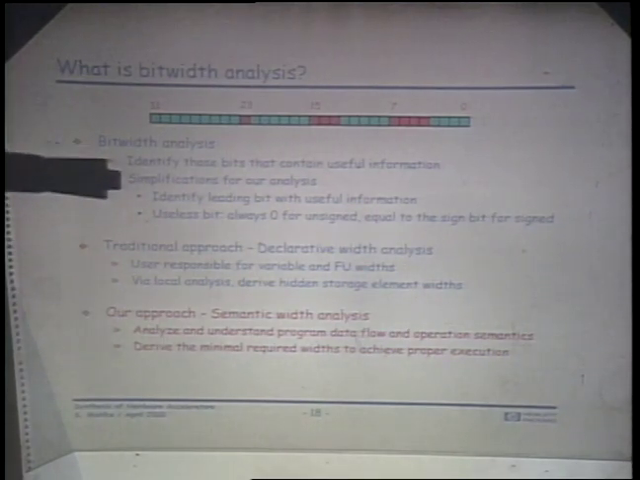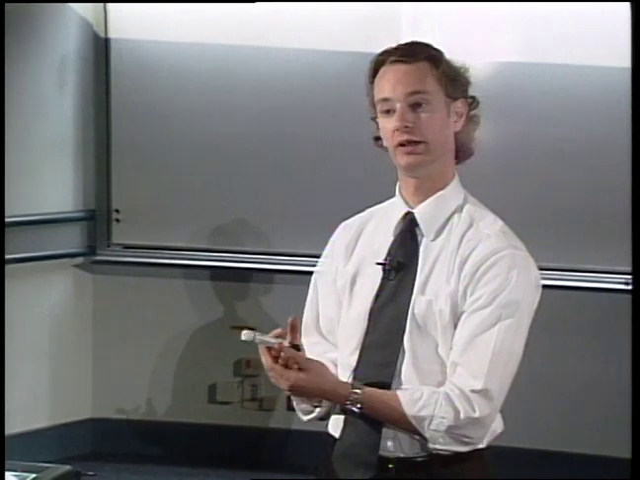Now, in the experiments, I'm going to show you, at least for the leading bit, what were the implications of these assumptions? How much were we leaving on the table by making these simplifying assumptions?